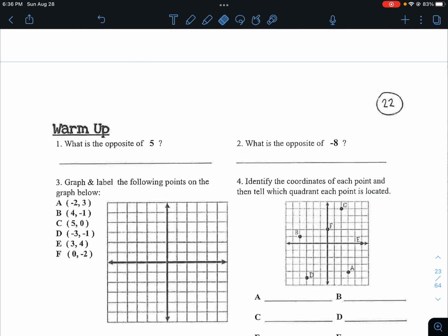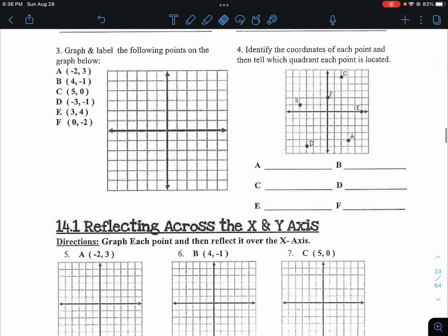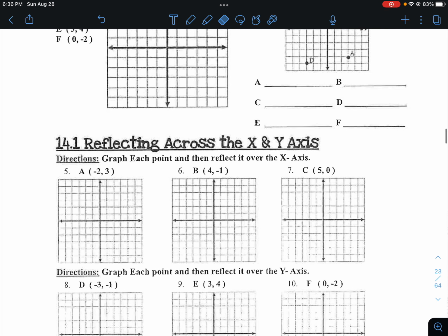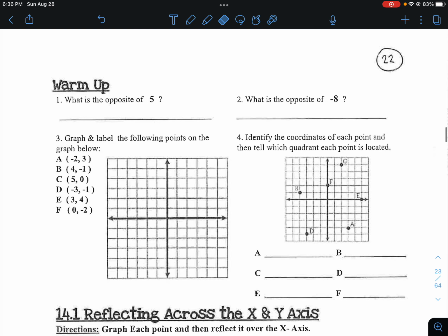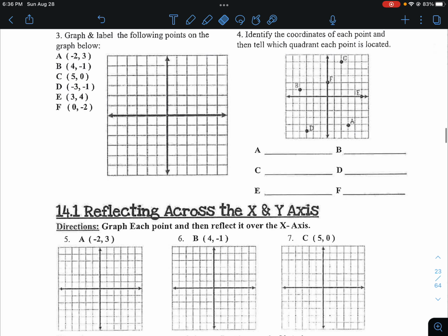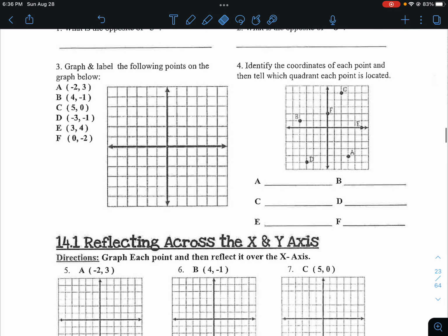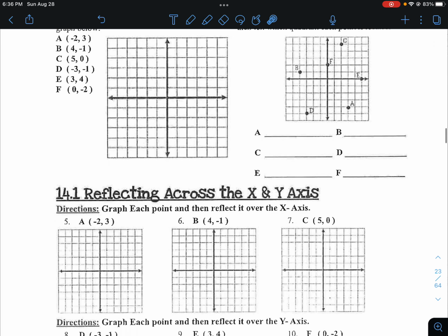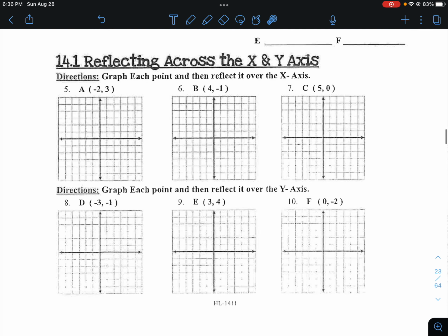In this video, I'm going to go over reflecting across the x and y axis. So let's begin. At the top was a warm-up, which is about plotting points and also identifying the locations of points. But I'm just going to go straight to reflecting across the x and y axis in this video.